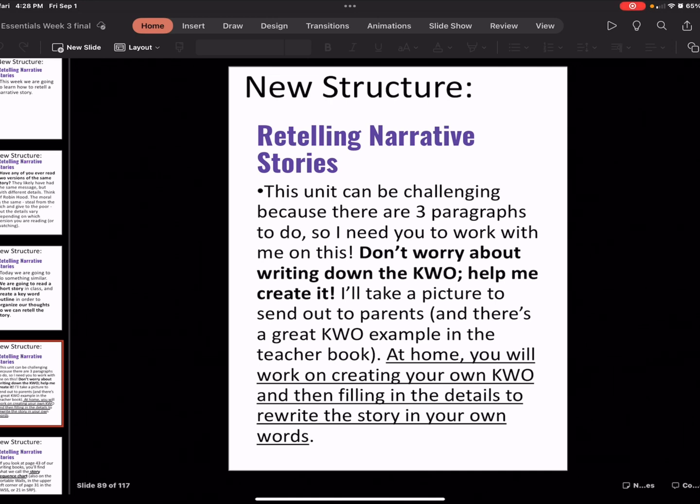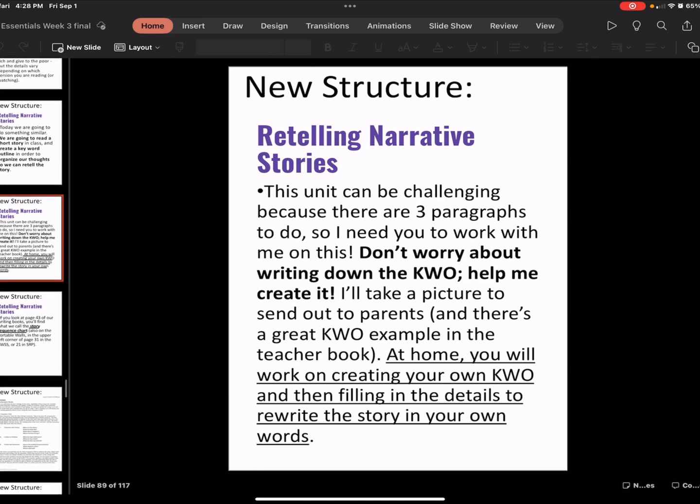This unit can be challenging because there are 3 paragraphs to do. So, well, this is a little bit different, but I'm gonna speak it because we're watching a video here. So we're going to work through making a keyword outline, and we're gonna do it together on this one. But we're gonna talk a lot about what it takes to make the keyword outline and what the parts are before we ever even get started, okay?